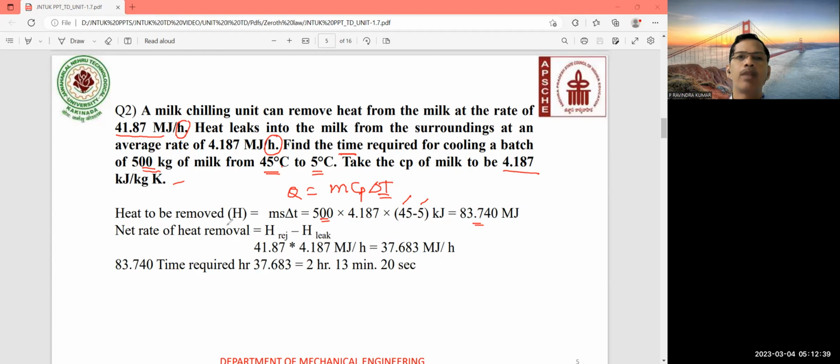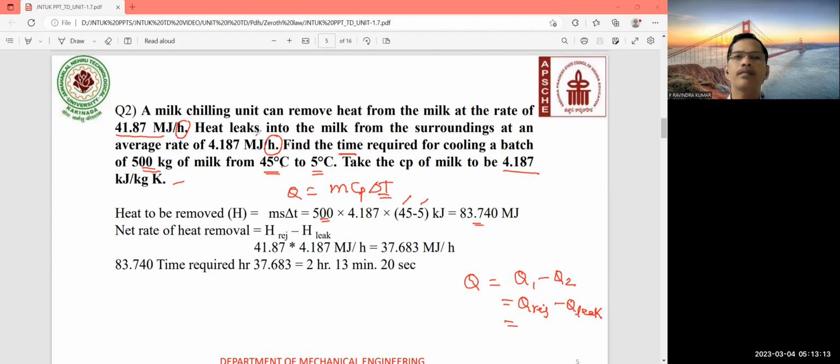What is the net heat removal? Here the heat is also entering. The net heat removal Q we may write as Q1 minus Q2, that is the heat rejected minus the heat leaking into the milk. So what is the heat rejected?